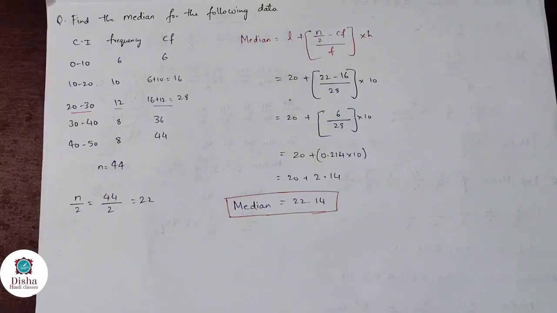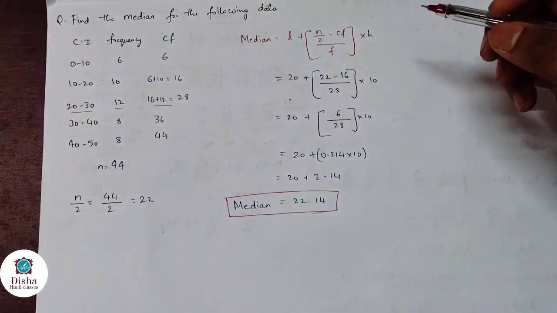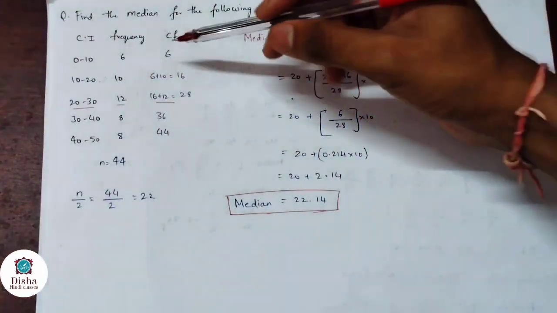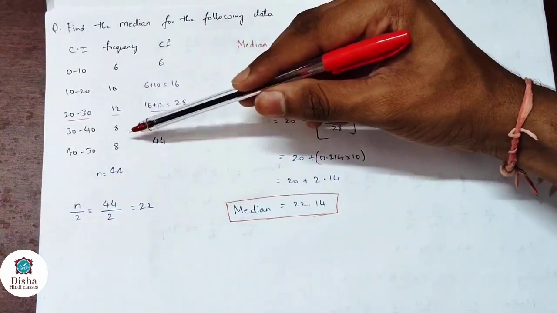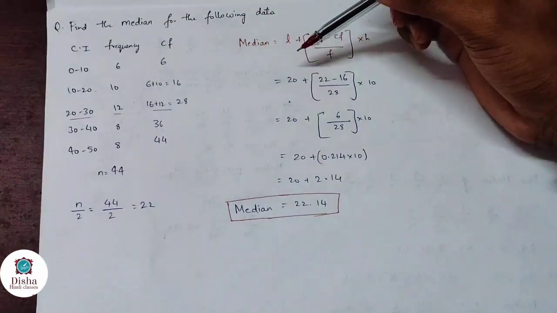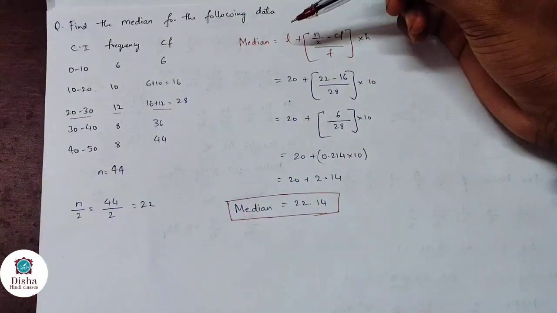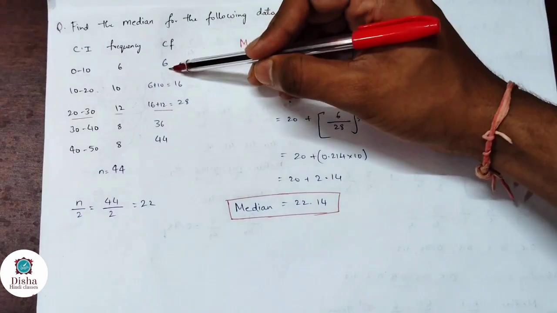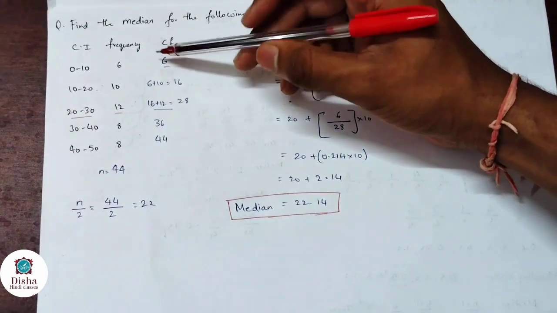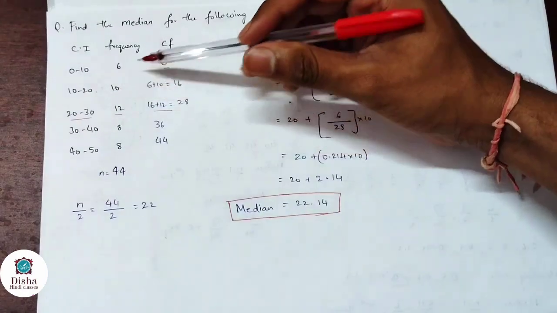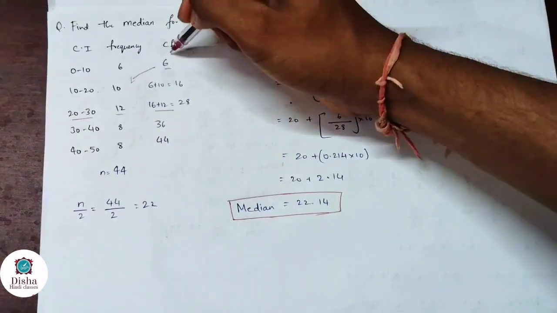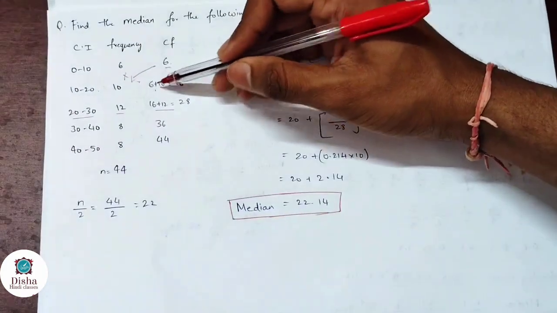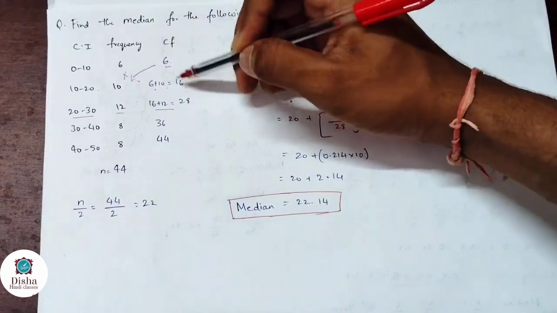Now here we have a problem to find the median. We have been given class intervals 0 to 10, 10 to 20, 20 to 30, 30 to 40, and 40 to 50, and the frequencies are given as 6, 10, 12, 8, 8. Now we have to find the cumulative frequencies for the given class intervals. How are we going to find them? First, the frequency would be the same for the first class interval. Then this 6 we add to the next frequency, so 6 plus 10 equals 16.